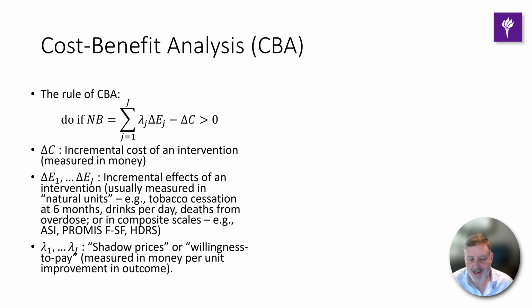Because those outcomes are measured in natural units, which are very interpretable, very intuitive, but we need to put them on a dollar scale, we have to come up with a set of lambdas. And the lambdas are where the economists and policymakers and ethicists struggle, because they require what are called shadow prices or willingness to pay. And that's measured in money per unit of improvement in outcome. How much is the decision maker willing to pay to achieve an additional tobacco quit, or a 1 drink per day reduction in alcohol consumption, or a death from an overdose? Those are obviously very different concepts that would require very different shadow prices. Some are going to be more problematic to come up with weights for than others.